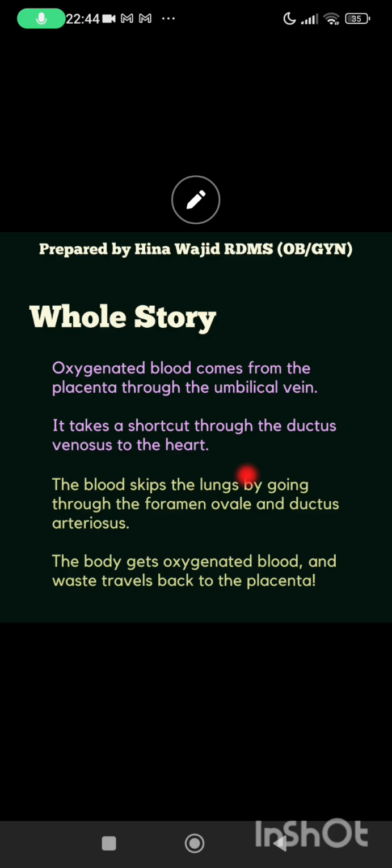Then the blood will go direct to the aorta, through the ductus arteriosus. Now, the blood does not go through the lungs for oxygenation normally, and that is where we have the ductus arteriosus, which is a bypass that bypasses the fetal lungs and then goes straight to the body. That is through the aorta, connecting the aorta.